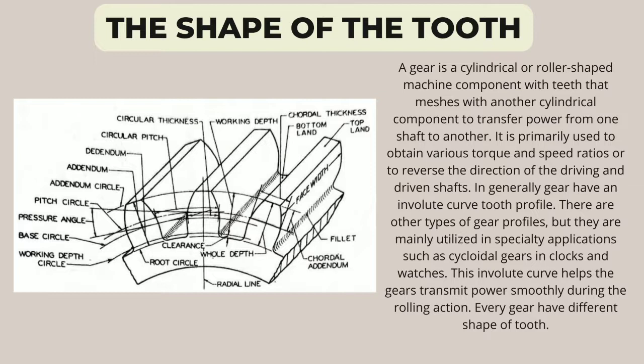A gear is a cylindrical or disk-shaped machine component with teeth that mesh with other cylindrical components to transfer power from one shaft to another. It is primarily used to obtain various torque and speed ratios or to reverse the direction of the driving and driven shaft.